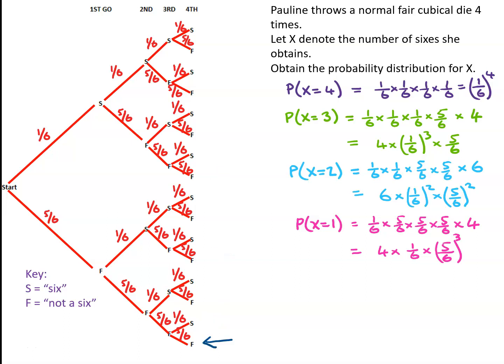There's only one way of getting no 6s. So the probability that x equals 0 is 5/6 times 5/6 times 5/6 times 5/6, or 5/6 to the power 4.